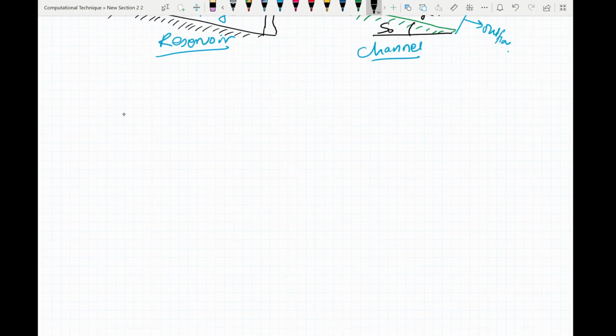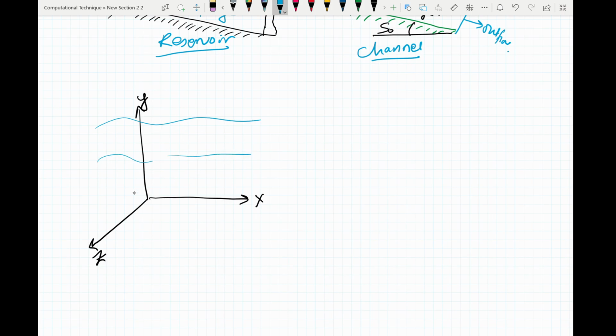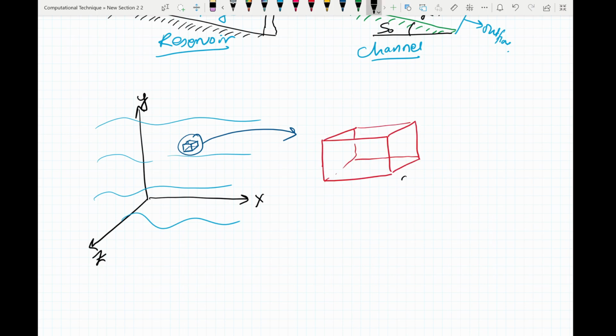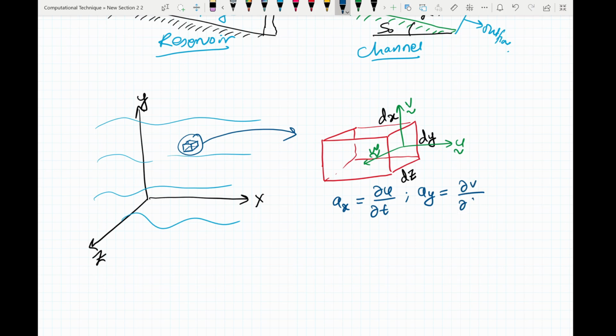Let's say you have x, y and z plane, where water would be flowing like this, and in here we can take a small cube. Let's make this cube bigger. So we are looking into very small cube section in 3D. This is dz, this is dy, and this is dx. And velocities in these directions can be represented as u vector, v vector and w vector. Therefore, what you can write here is your acceleration ax in the x direction will be given by du by dt. In the y direction will be given by dv by dt, and in the z direction will be given by dw by dt.